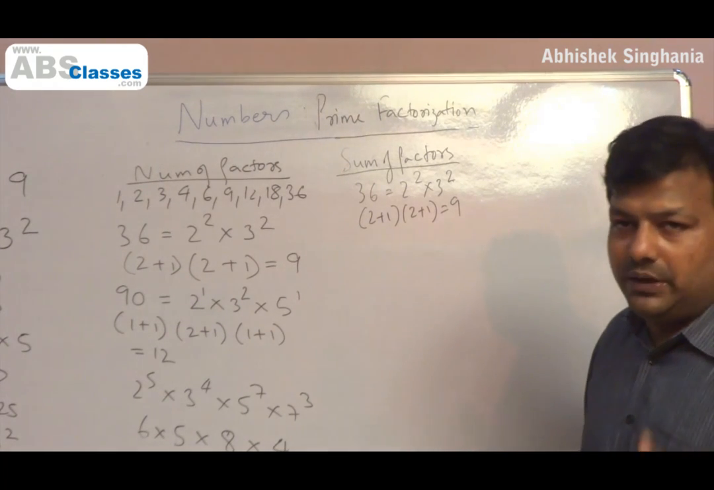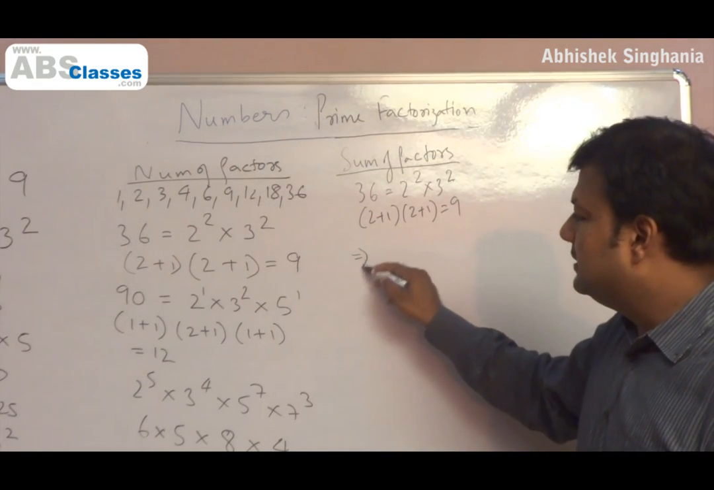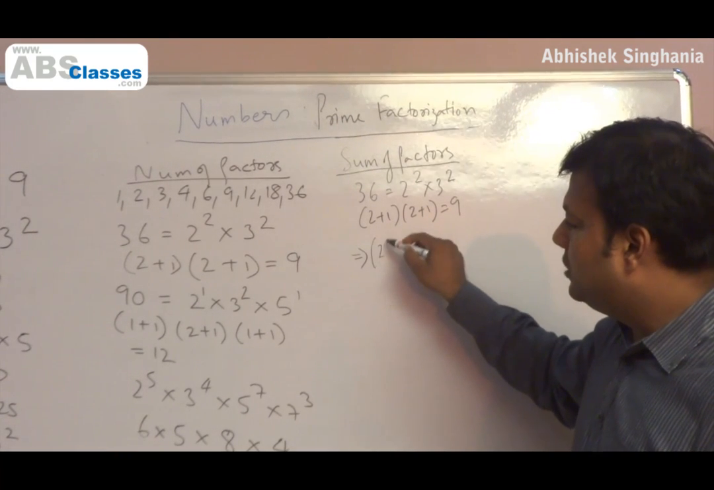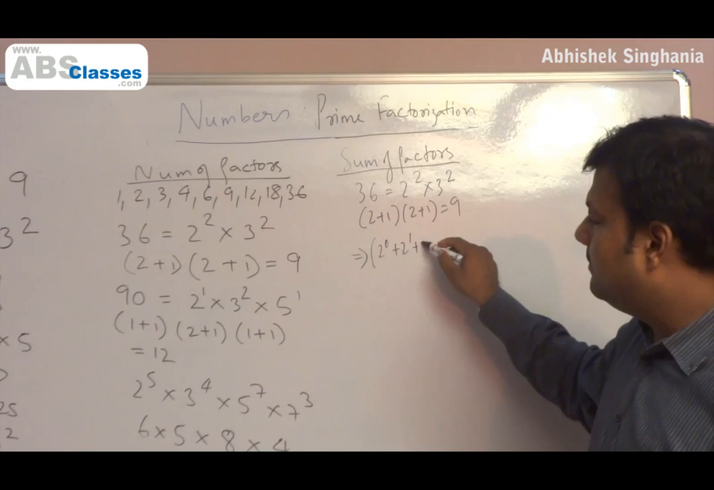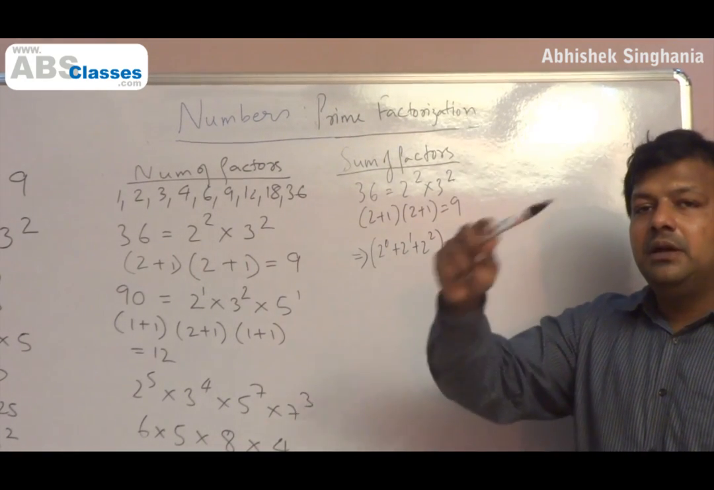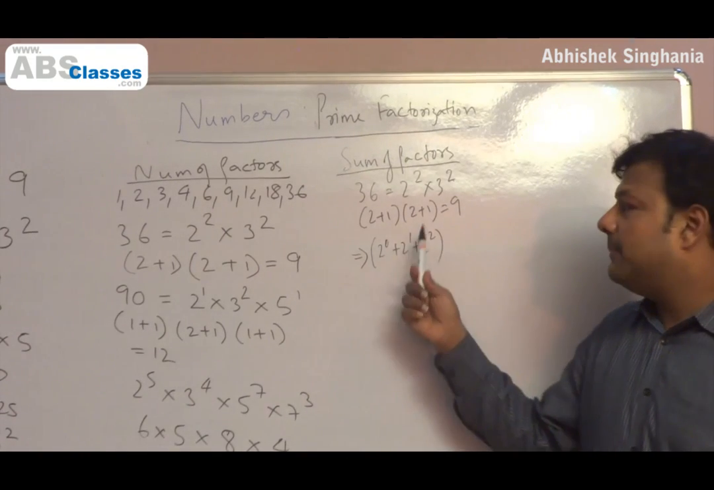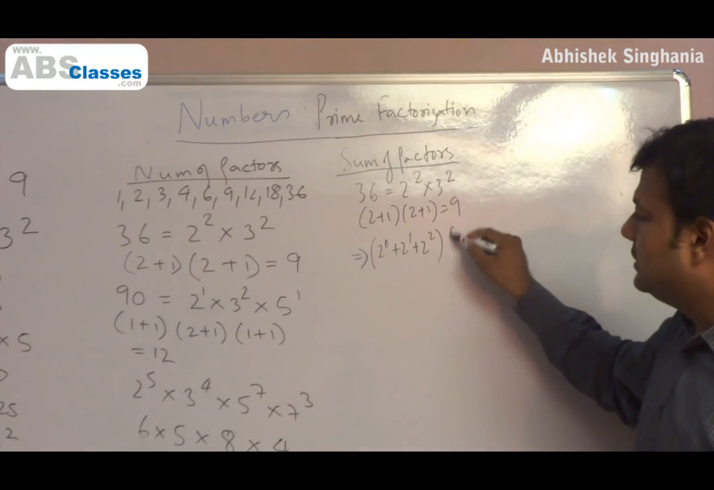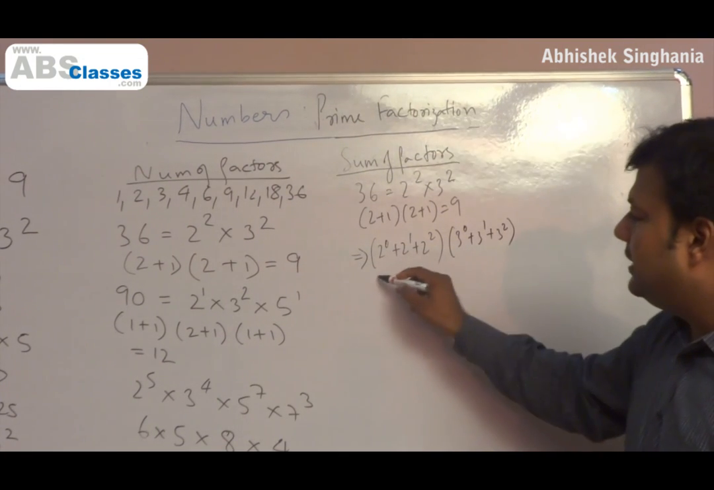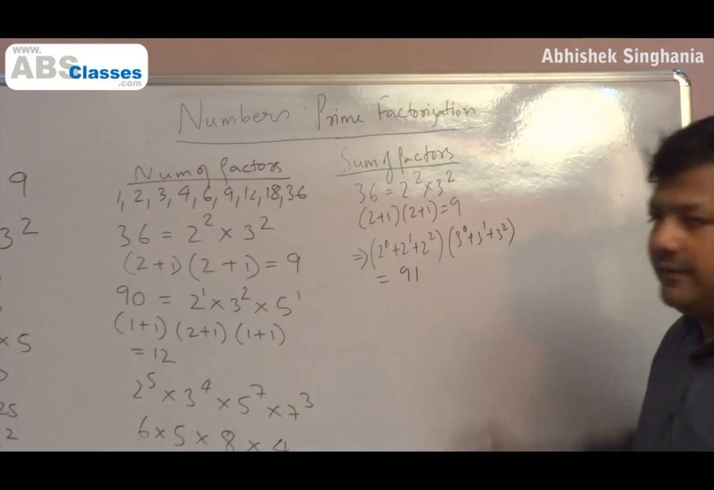There are two ways to do it. First method goes like this. 2 square, right? So take 2 to the power 0 plus 2 to the power 1 plus 2 square. Which means you take the power of 2, keep on adding them till you reach the power which is there. Same thing you do with 3. So 3 to the power 0 plus 3 to the power 1 plus 3 to the power 2, and your answer will come as 91.